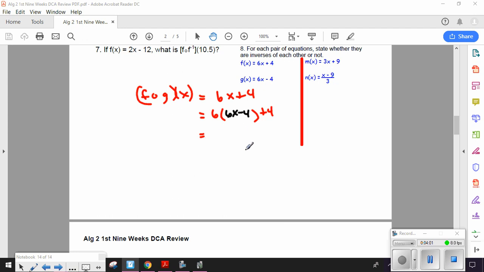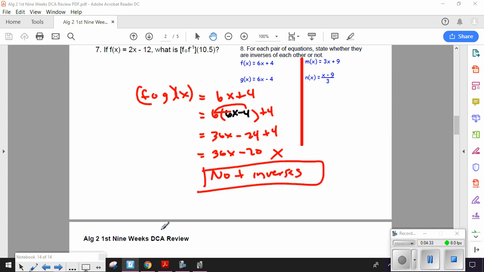And now let's simplify. So we would distribute the 6 into the parentheses to get 36x minus 24. And then bring down the plus 4. So that would leave me with 36x minus 20. Is that x just by itself? Absolutely not. So the left-hand side are not inverses. Now let's talk about the right-hand side.